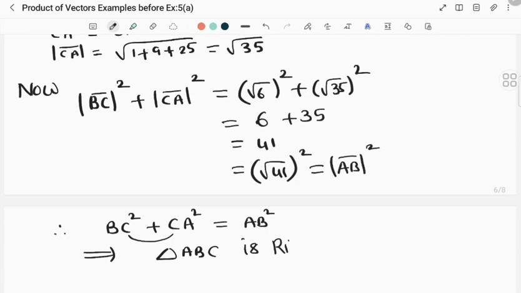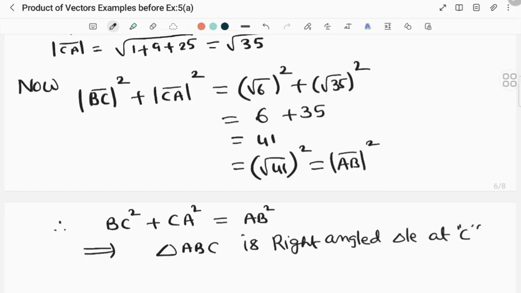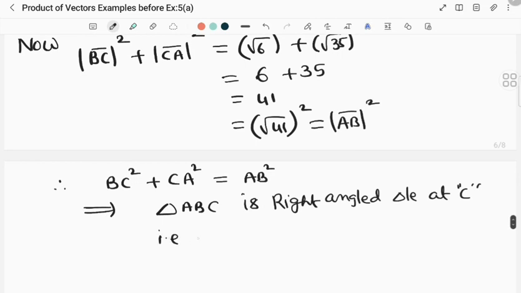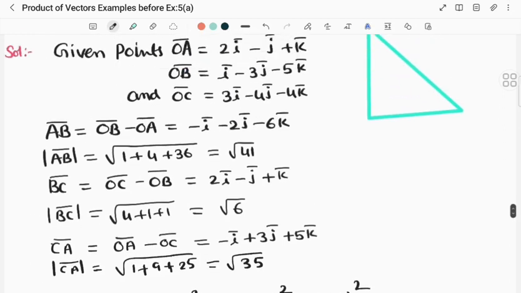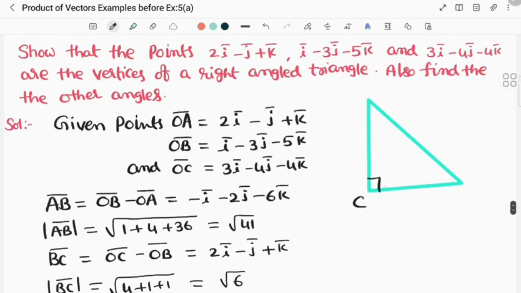C is common, no? Right angled, just for understanding purpose. Right angled triangle at C. So angle C is equal to 90 degrees. So not only are they asking to prove a right angle triangle at C; here we got C equal to 90. They are asking to find the A value and B value also.